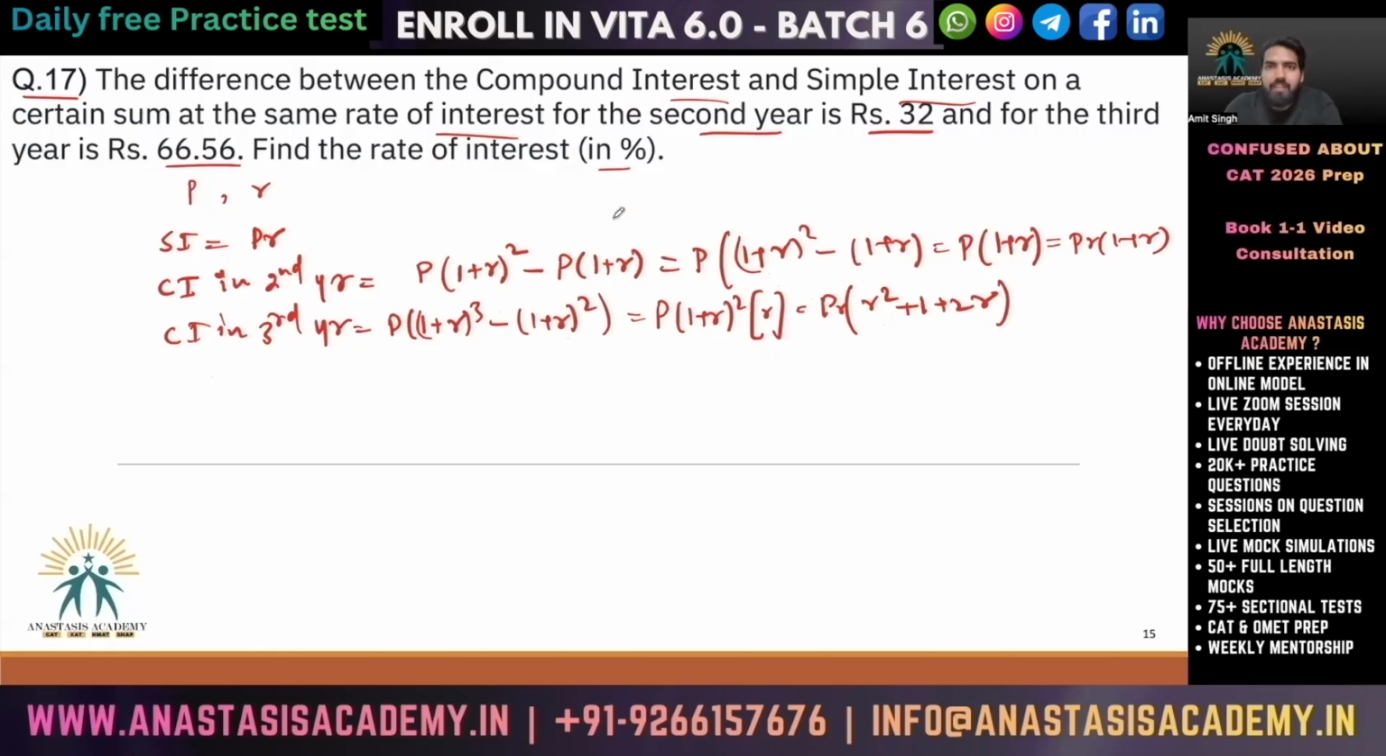Now, the difference between compound and simple interest for second year is 32. So PR(1 plus R) minus PR, that is simple interest in second year. This difference is 32. If you multiply, PR gets cancelled, and you are getting the value of PR square as 32. So this is your first equation.